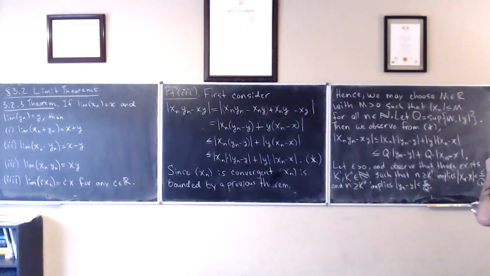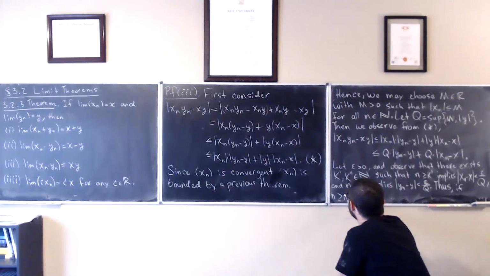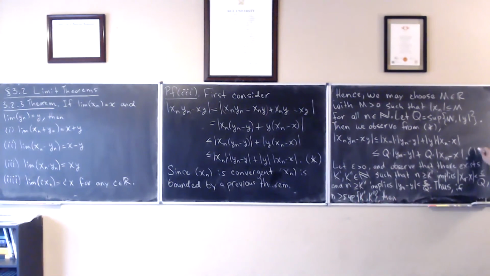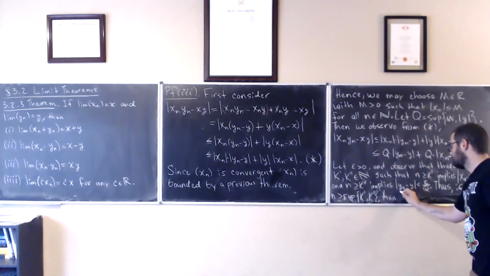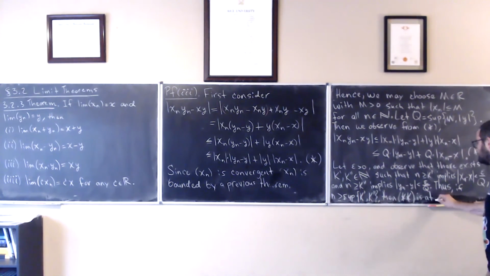Okay, and I'm running out of room, so I'm going to make this kind of shorter and just say, thus, if n is greater than or equal to the maximum of k prime and k double prime, then I'll call this double star, xn yn minus xy is at most epsilon. And we're done.